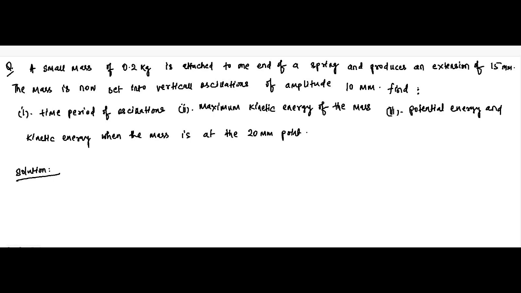So here is another question on energy of simple harmonic motion. It is given that a small mass of 0.2 kg is attached to one end of a spring and it produces an extension of 15 millimeter. The mass is now set into vertical oscillations of amplitude 10 millimeter. We have to find the time period of oscillations, the maximum kinetic energy of the mass, the potential energy and kinetic energy when the mass is at the 20 millimeter point.